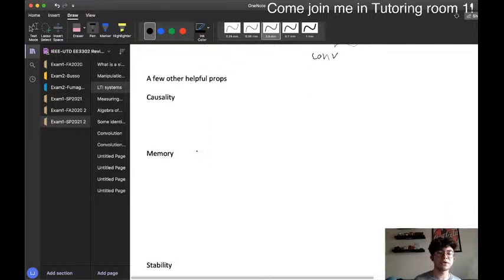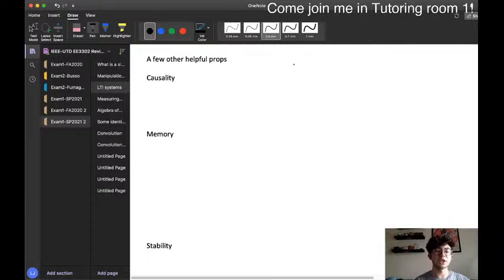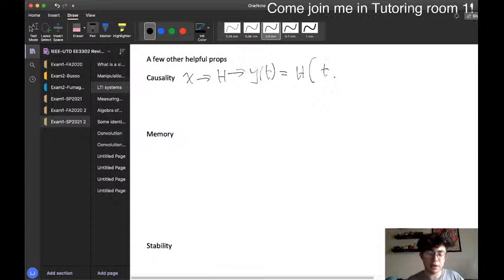A few other properties that can be important for designing systems: one's called causality. Basically we're going to have our system H. If x maps to y, then this y of t can only depend on past values of x. So it can only be some function of x of tau, such that tau is less than t.